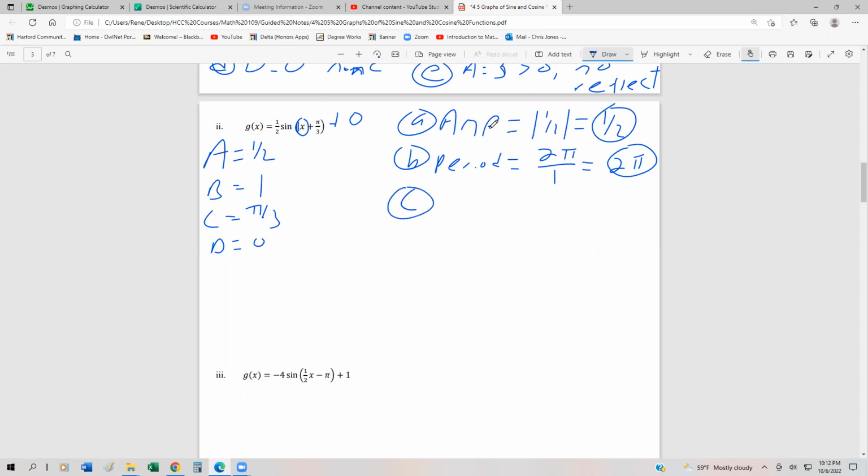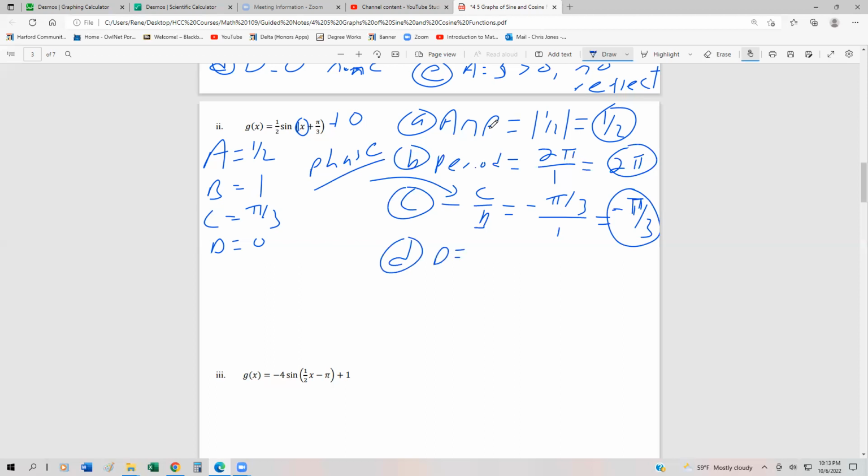For the phase shift, okay, that's going to be the opposite of c over b. Okay, so this is our formula. We haven't seen a phase yet. And so for our phase shift, that's going to be the opposite of pi thirds over 1, or negative pi thirds. And so what that means is the graph of the function is shifted left pi thirds of a unit. Okay? D equals 0. So what that means is that there is no movement up or down. Okay, so no vertical transformation.